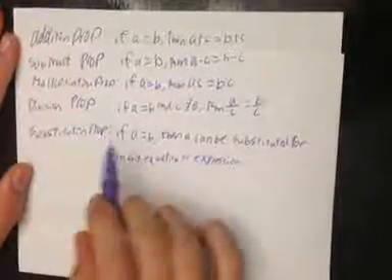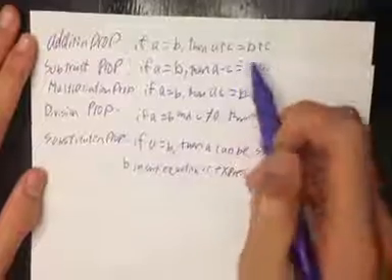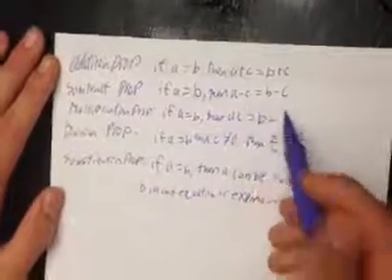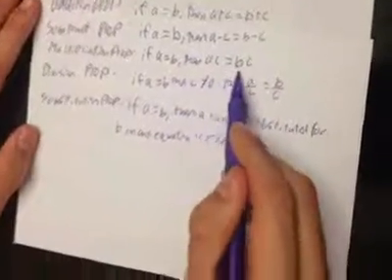Okay, let A, B, and C be all real numbers. In the addition property, if A equals B, then A plus C equals B plus C. Subtraction property, if A equals B, then A minus C equals B minus C. Simple, right? Multiplication property. If A equals B, then AC equals BC.